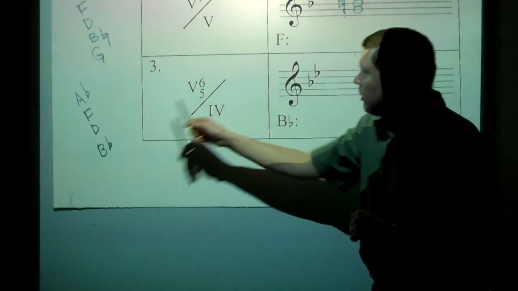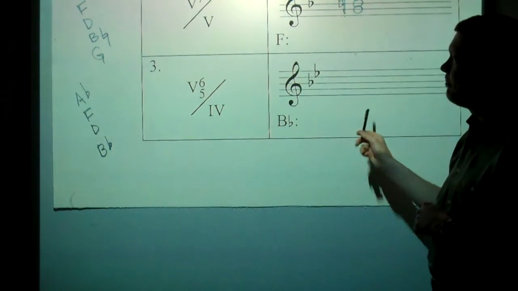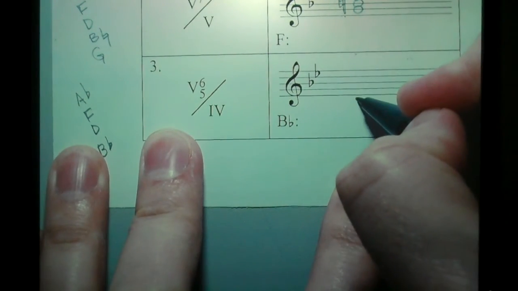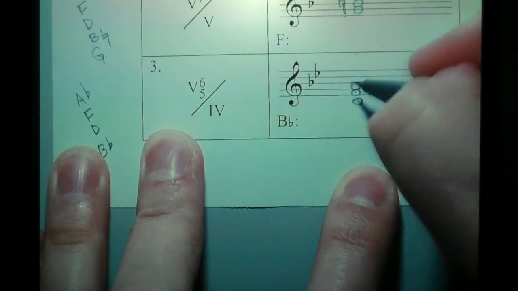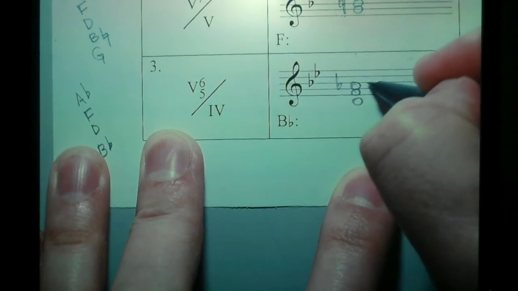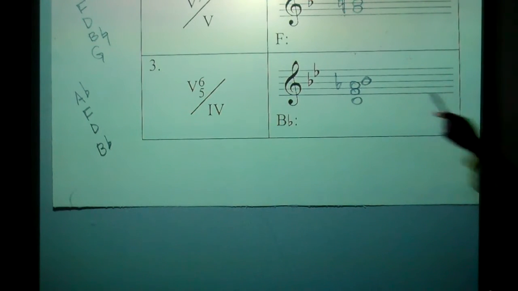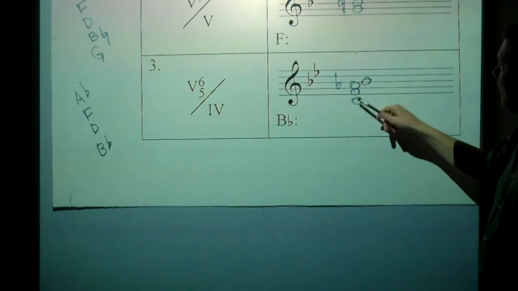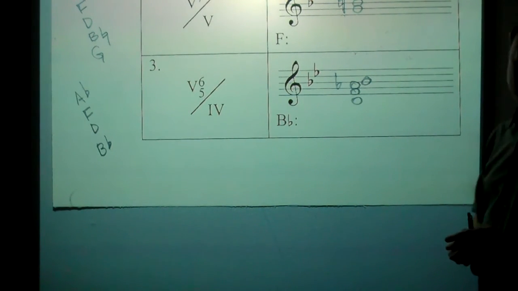Alright, so putting this chord in first inversion, we need the D, the third of the chord, on the bottom. So my final answer should look like this. D, F, and I needed A flat, right? And then I need a B flat. And the B is already flat from the key signature. So yes, I do have B flat, D, F, A flat, and it's in first inversion. So that is my final answer.